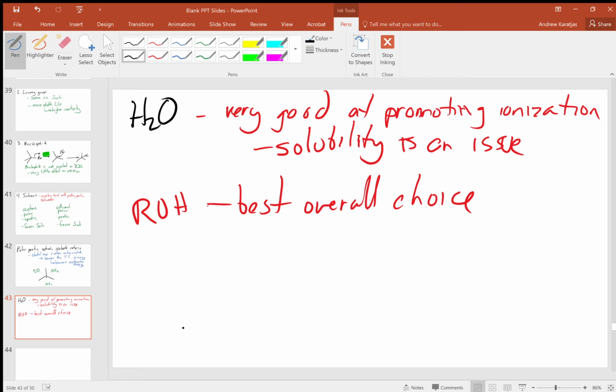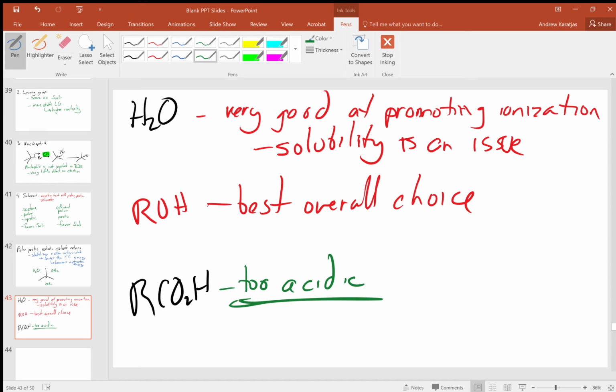The other type of species that could be a polar protic solvent are carboxylic acids. The issue with them, though, is in some cases they can be too acidic, and that acidic proton could end up reacting with the compound.